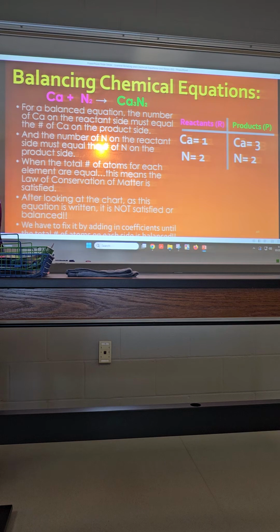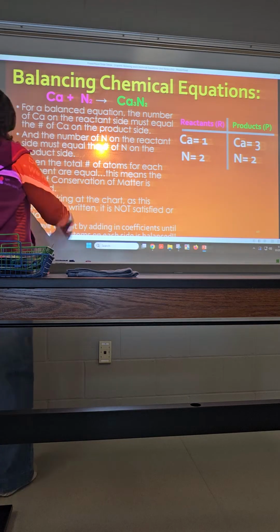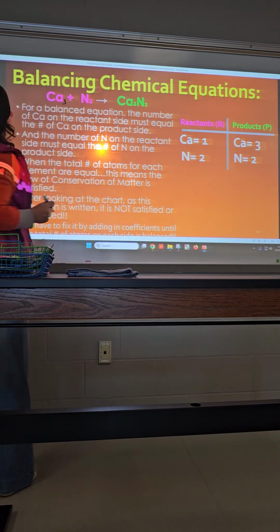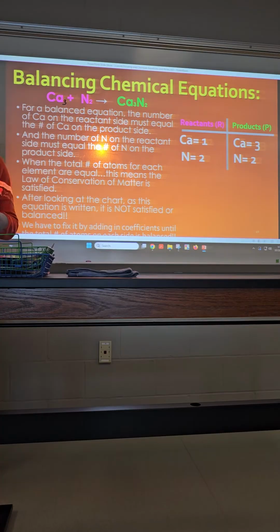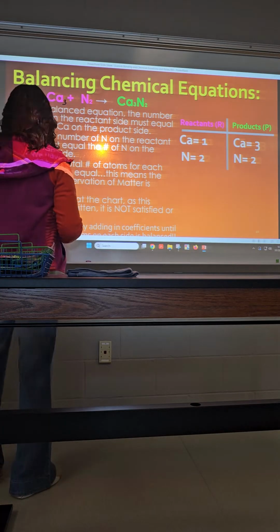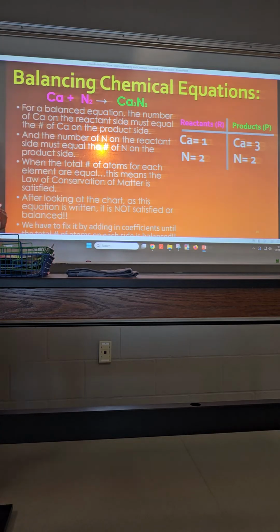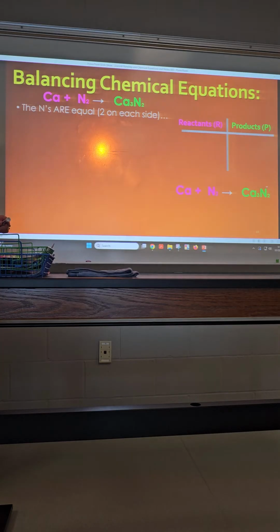So we have to fix that. Our only option to fix it is to use a coefficient to do that. We can't just go, oh, this needs to be a 3, and be like, boom, balanced. Ca and Ca3 are not the same thing. That would be changing what we're dealing with. So we just have to change the amount. So the only thing we can do is by putting a coefficient out front to make that happen.